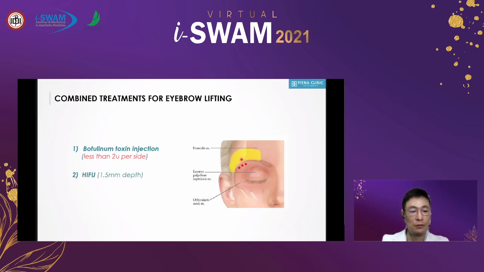And also, I usually use HIFU because it can correct the brow ptosis. And also, if the patient has an obvious temple hollow, then temple augmentation using filler injection will also be helpful to achieve a more effective brow lift.